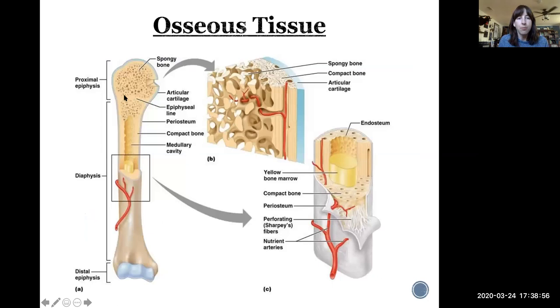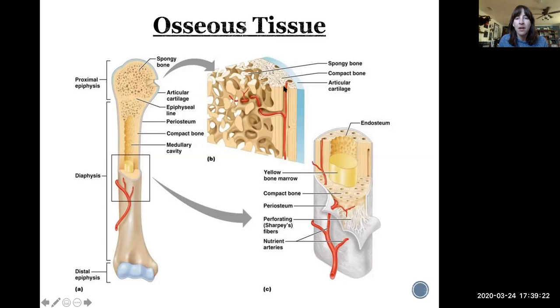Here's a pretty picture of what spongy bone tissue versus the compact bone tissue looks like for your bones. Certain bones like your scapulae, your shoulder blades, and your pelvis that are flat, they're made up only of spongy bone tissue with just an outer shell of compact bone tissue. But it's all still bone tissue.